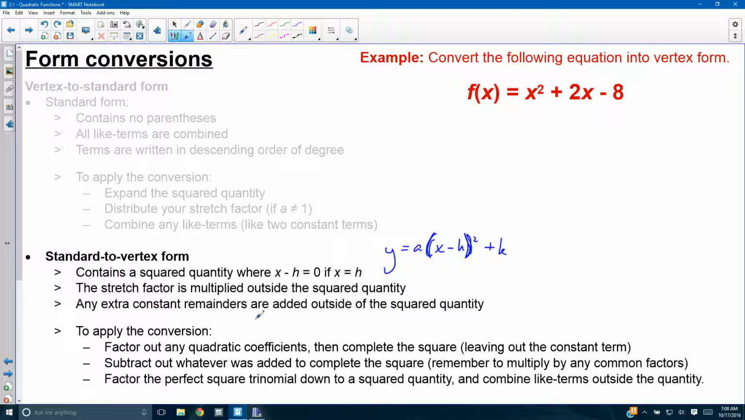So how do we do that? We've got to apply the following conversion. Factor out any quadratic coefficients, which there are none, it's just 1, and then complete the square, leaving out the constant term.